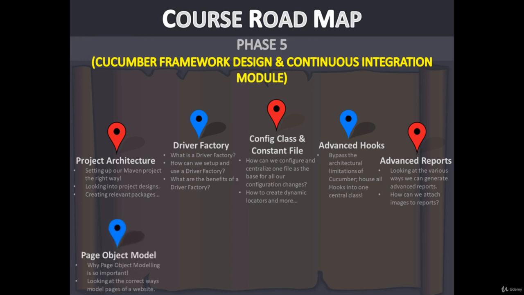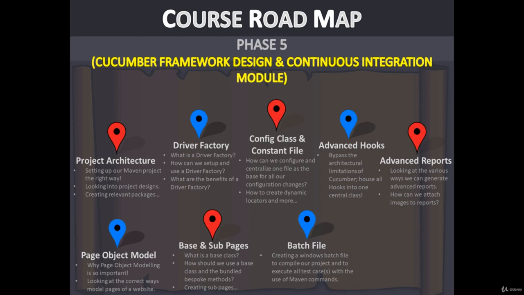We're going to look at page object modeling, how we can actually model specific pages of a website. So we can actually create dynamic locators of a specific web page and house those locators into individual classes. We can look at base page. So what exactly is a base page? I'm going to give you free access to a base page I've already created, which comes bundled with bespoke methods. We're going to look at modeling different pages of a website using subpages, which will inherit the base page class. We're going to look at how we can create batch files to execute our project.